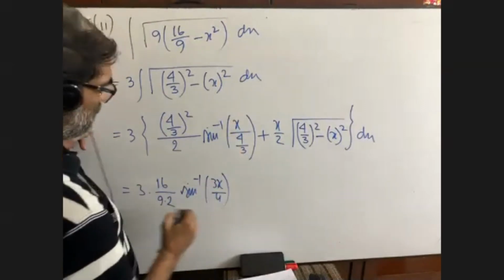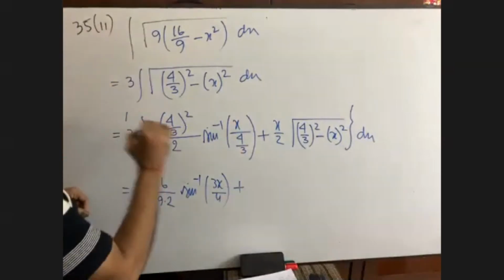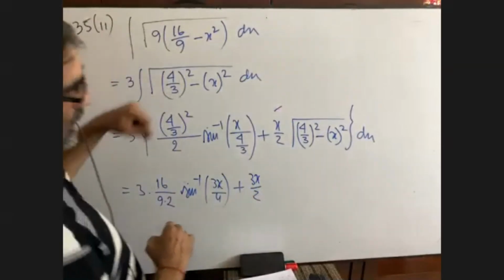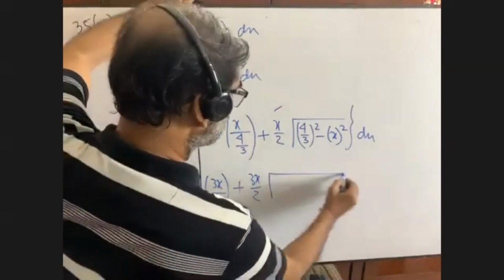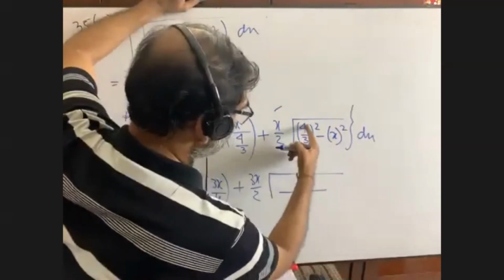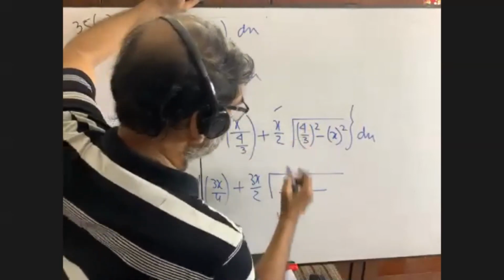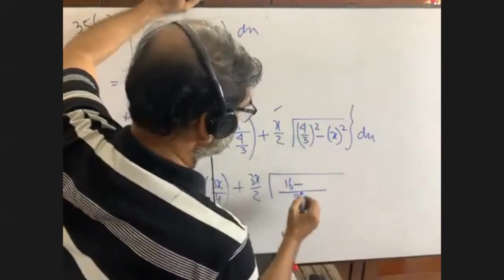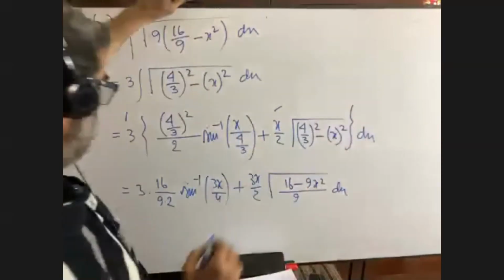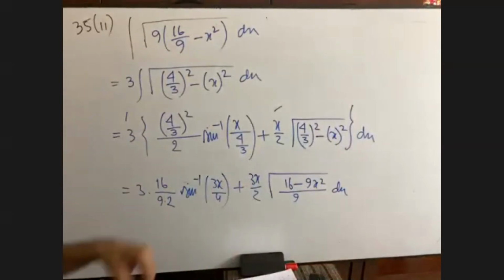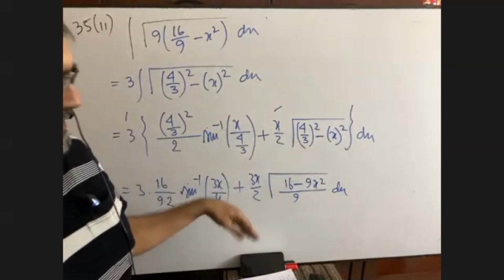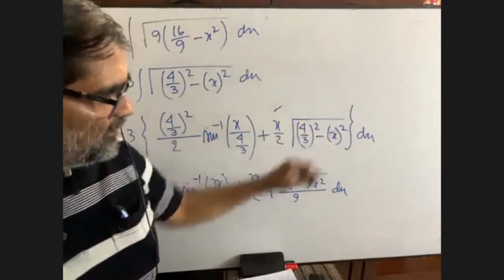3x by 4 plus, you see, this 3 into this, multiply it, 3x by 2. If we go for calculating, there will be 16 by 9. This is 9, this is 16. 16 minus 9x square, this is dx. This is 16 by 9 minus x square. What we have done? I have taken 9 as the LCM, then 16 minus 9x square.